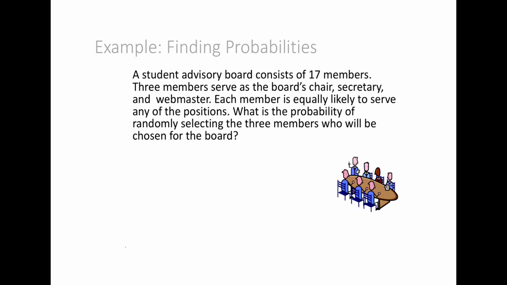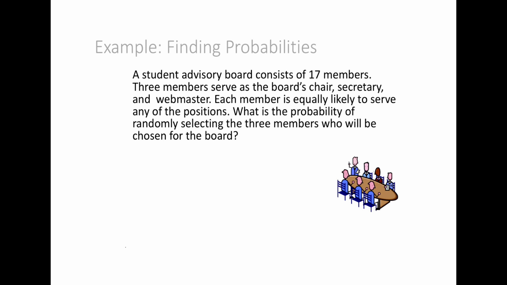Let's look at what this can mean for probabilities. The Student Advisory Board consists of 17 members. Three members serve as the board's chair, secretary, and webmaster. Each member is equally likely to serve in any of the positions. Let's just say they're randomly selected. What is the probability of randomly selecting the three board members who will be chosen for the board? So let's say that you are going to guess which three you think will be chosen for the board.